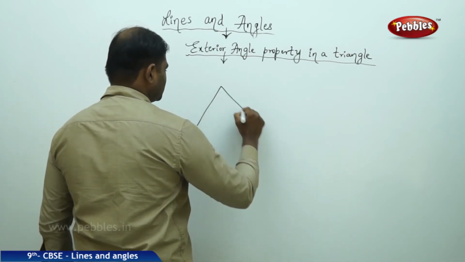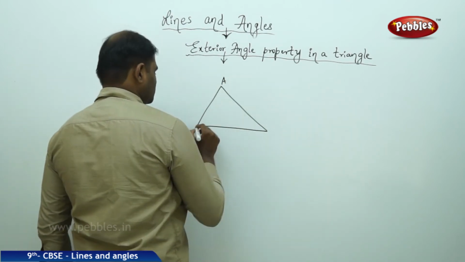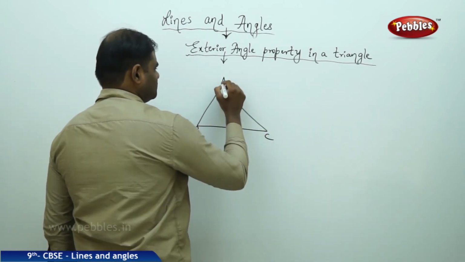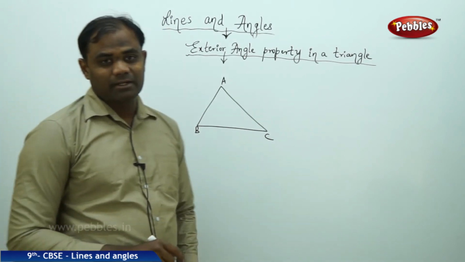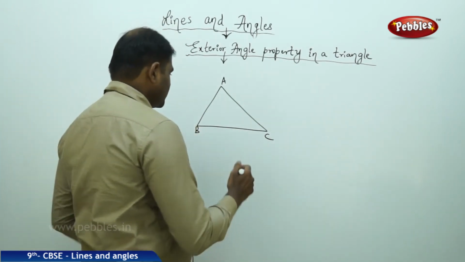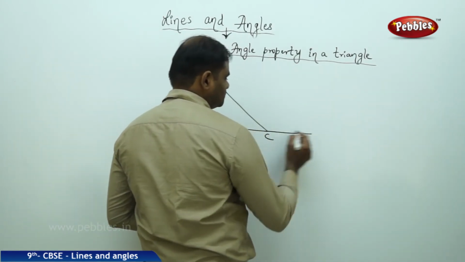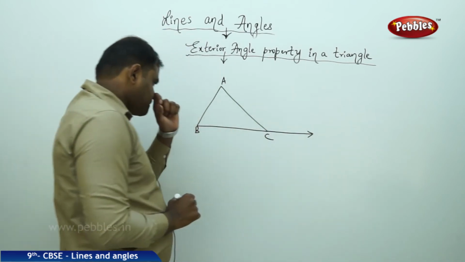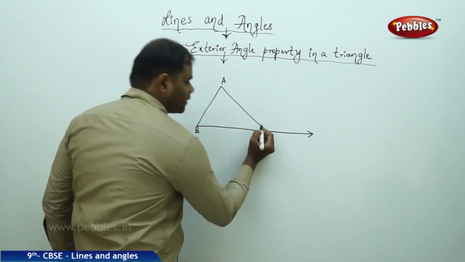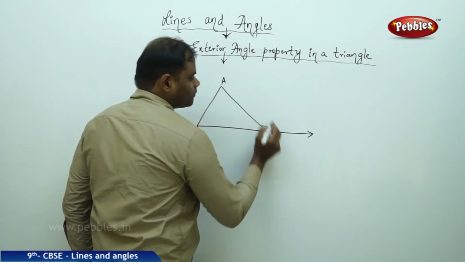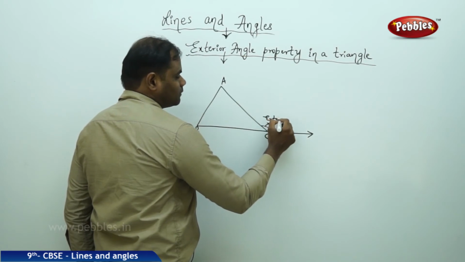Imagine I have a triangle A, B and C. Now here let me take one of the sides and extend it, so that I take the side BC and extend this side further. Now clearly when I extend one of the sides, I get one exterior angle. So this is my exterior angle which I identify.